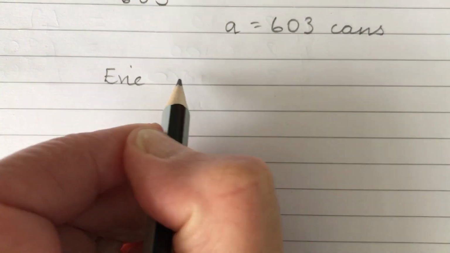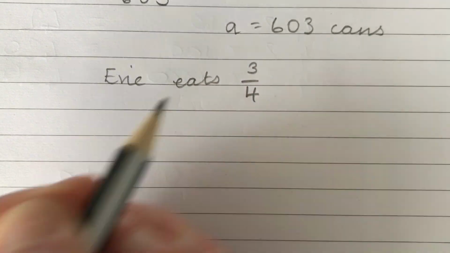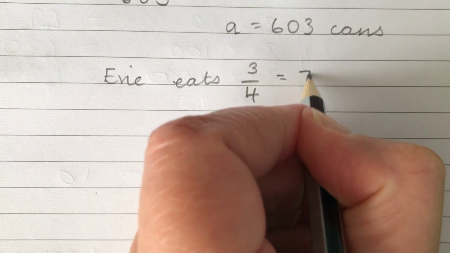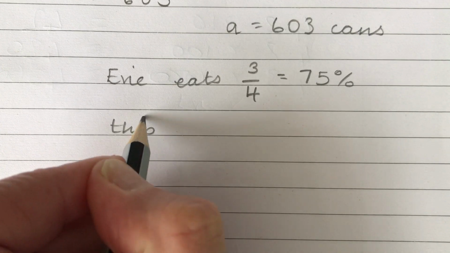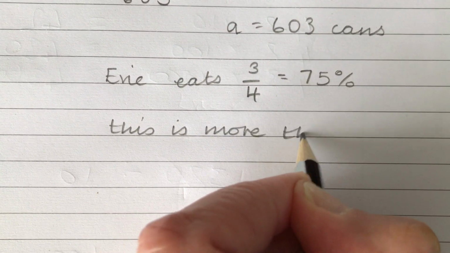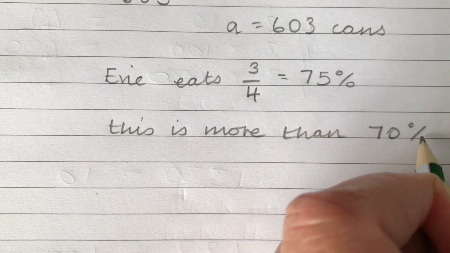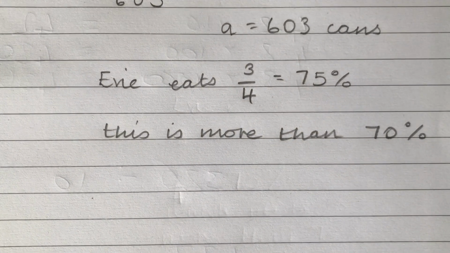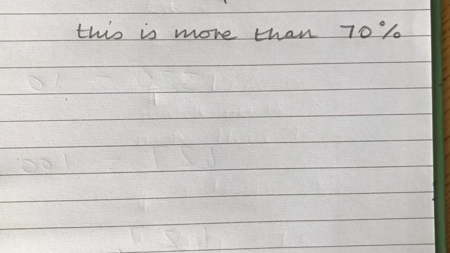Evie eats 3/4. When it says explain, it's tempting to just use words, but you need the numbers as well. Equals 75%. This is more than 70%. So that will get me the mark because I have explained that 3/4 is more than 70%. The other way to get the mark is to work them out, and I'm going to do that anyway, just to prove that we are correct.